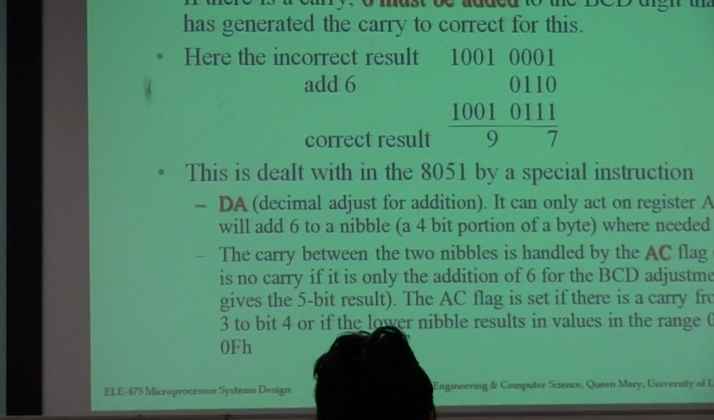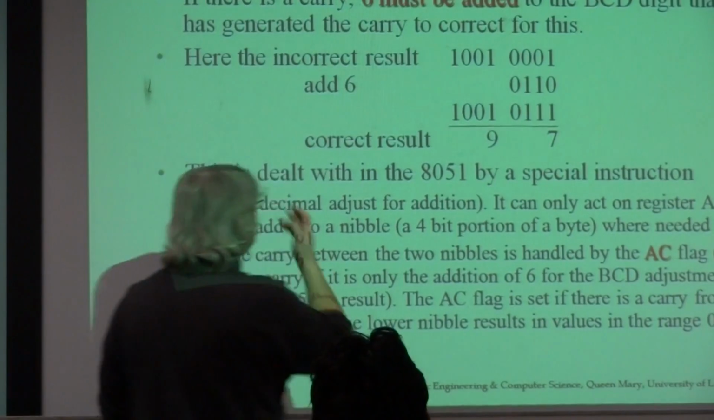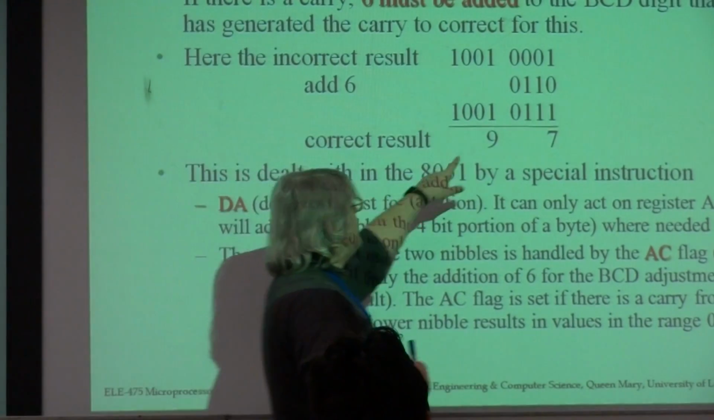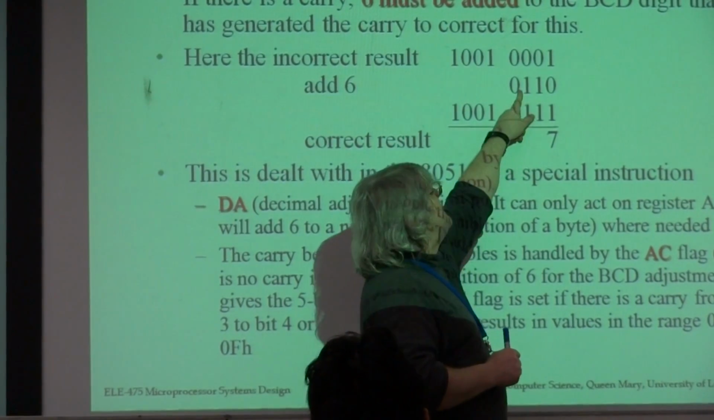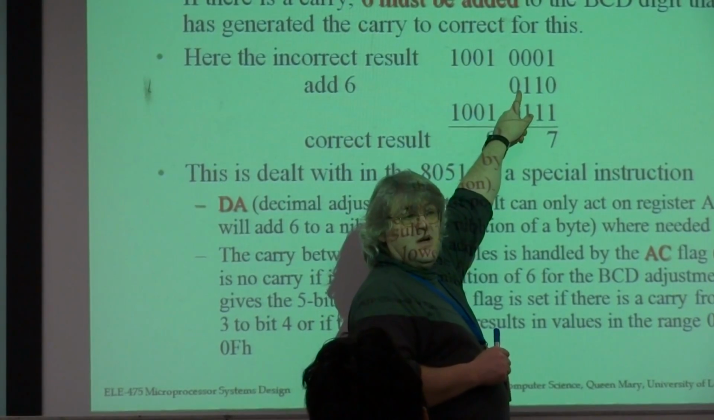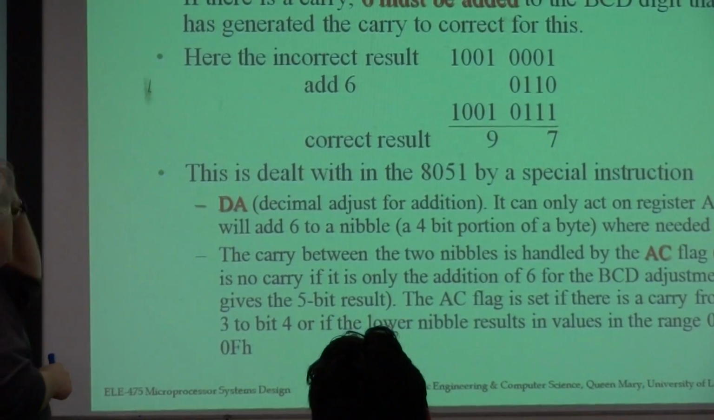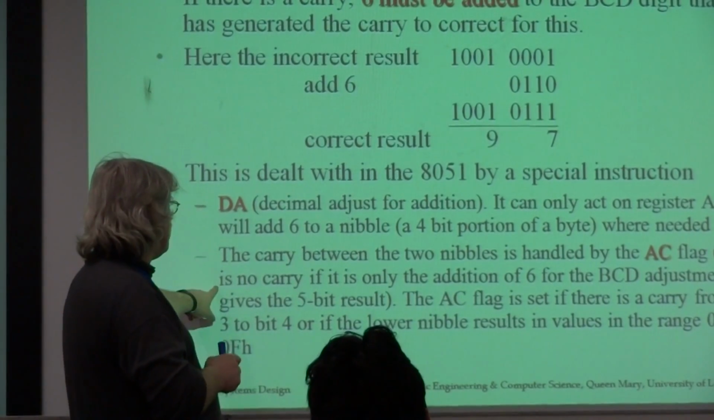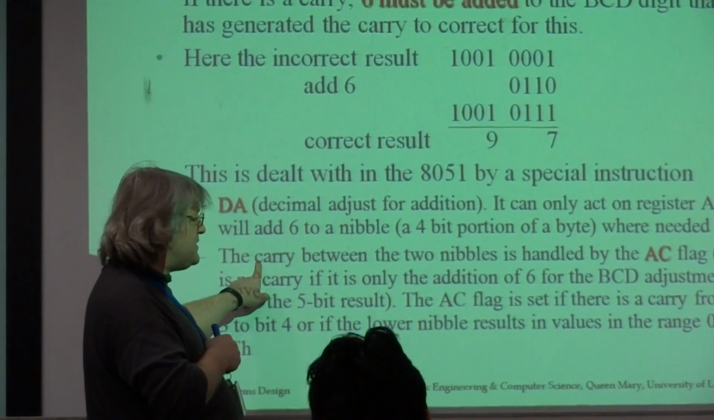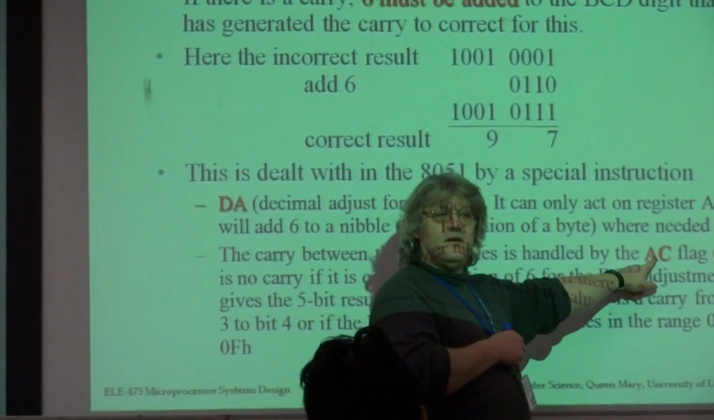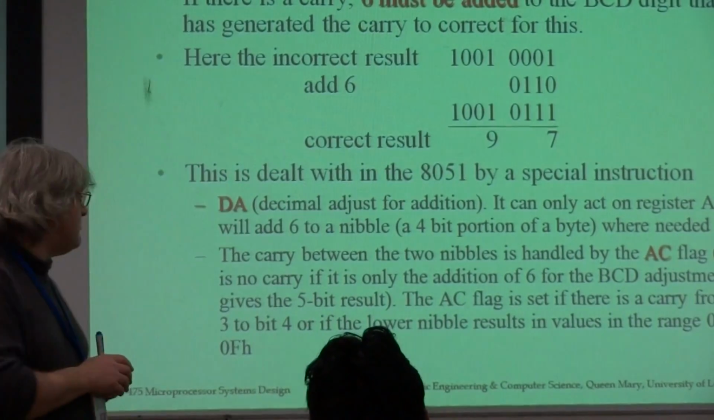And then, this is just going into more detail about that. Because there's been a carry from bit 3 to bit 4, we've added an extra 6 to the result, which is now corrected for the error, so to speak. But like I say, it is more complicated than that. If there's a carry between the 2 nibbles, the auxiliary carry flag will be set, and that will cause us to add 6 to the result of the lower nibble.